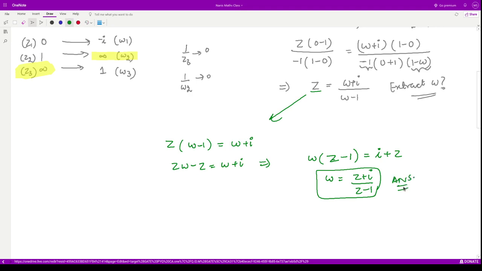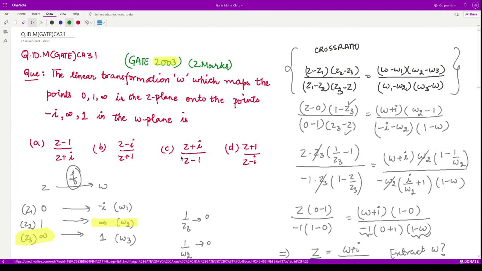So let us look at our options. From here, z plus iota divided by z minus 1 is the correct option. So option number C is the correct option.